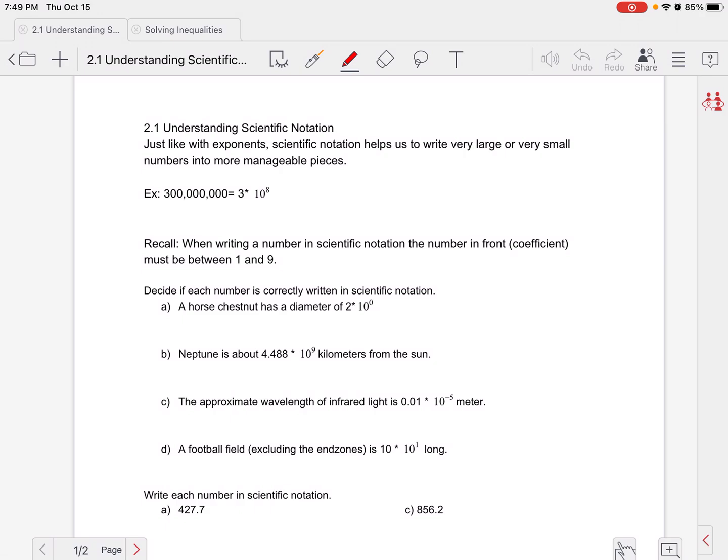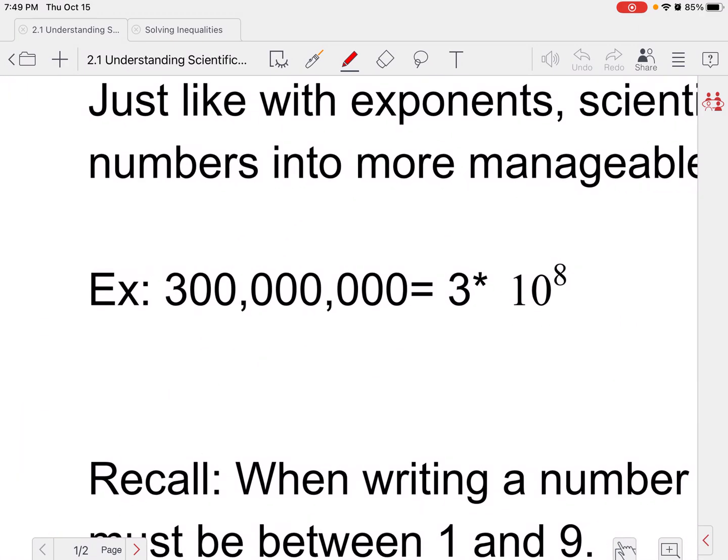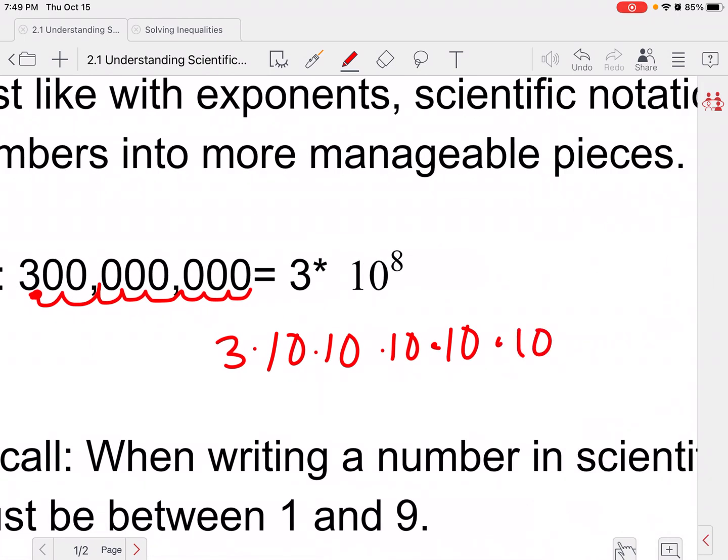So like 300 million we can write as 3 times 10 to the 8th. Because what happens is we have 1, 2, 3, 4, 5, 6, 7, 8 zeros. So I could write this as 3 times 10 times 10 times 10 with 8 tens. 1, 2, 3, 4, 5, 6, 7, 8. And if we multiply that on the calculator, we would get 300 million.